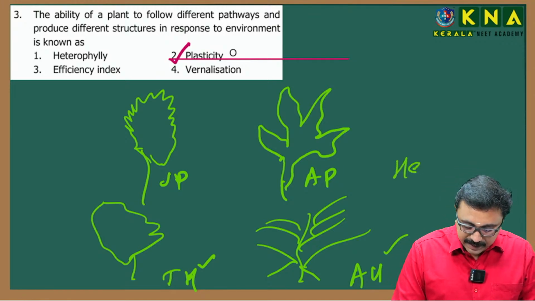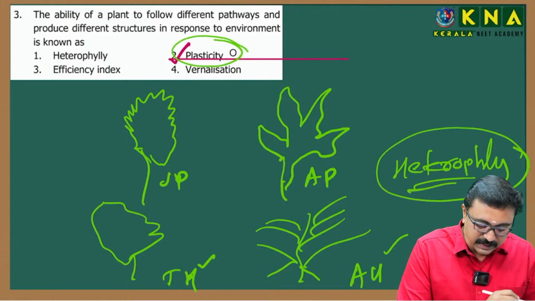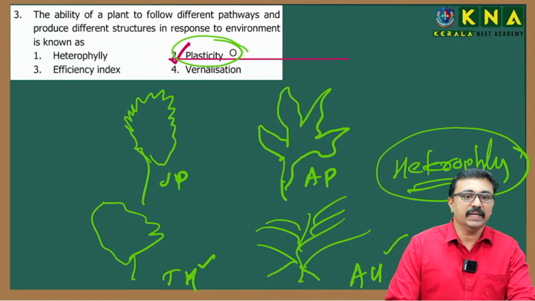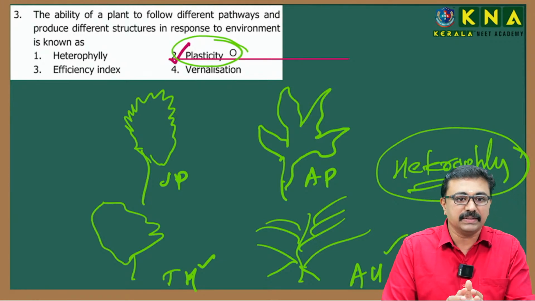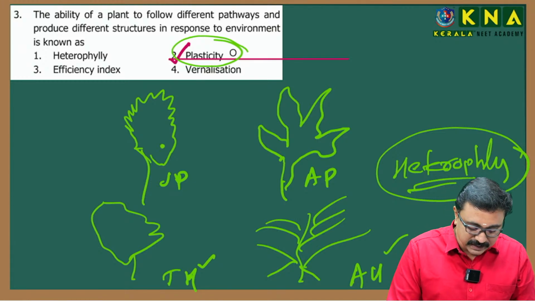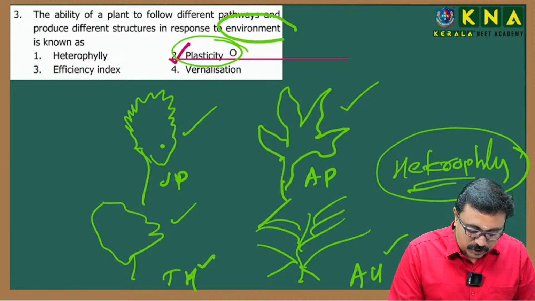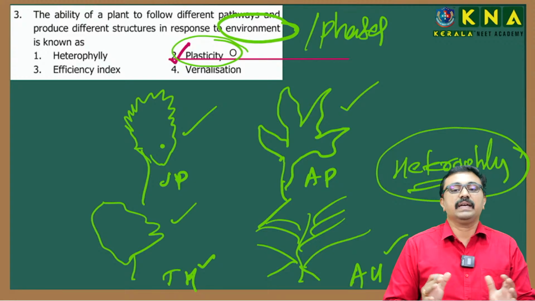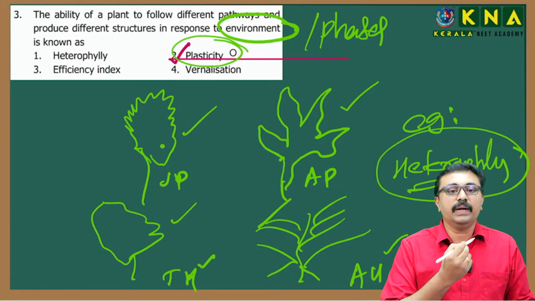This is called heterophily, and this heterophily is an example for what? Plasticity. Heterophily is an example for plasticity. Okay, clear? So the ability of a plant to follow different pathways to produce different structures in response to environment or phases is called plasticity, and heterophily is an example for plasticity.